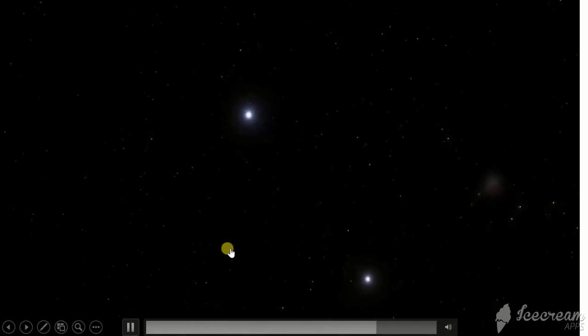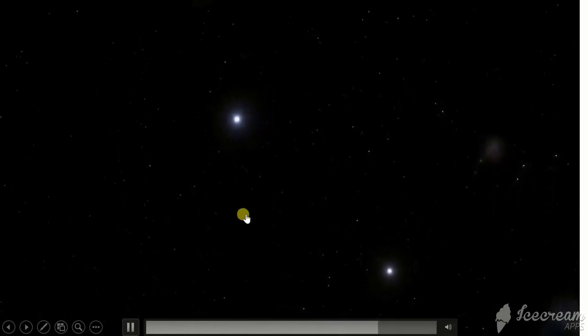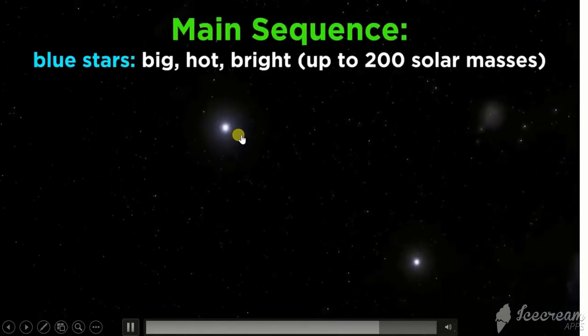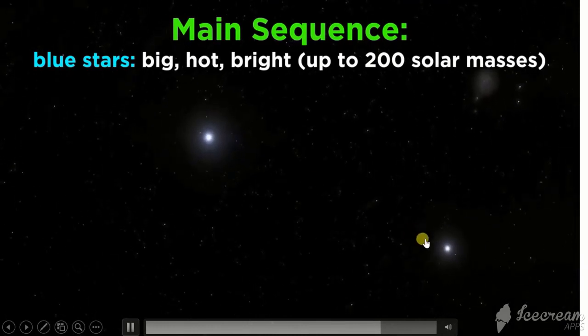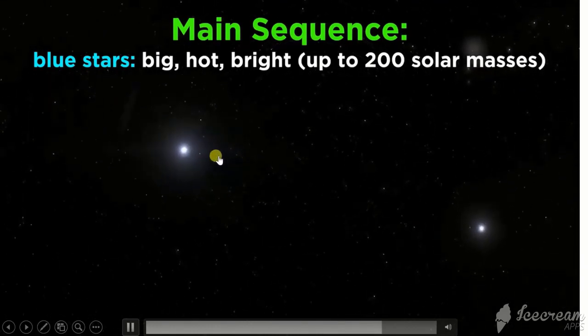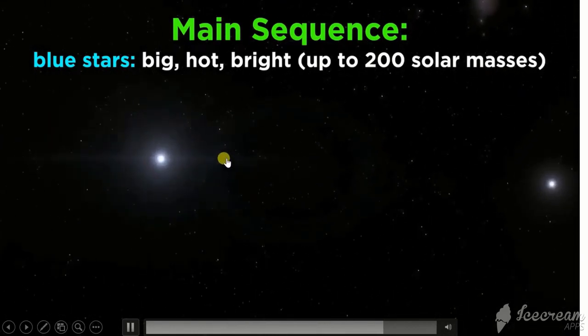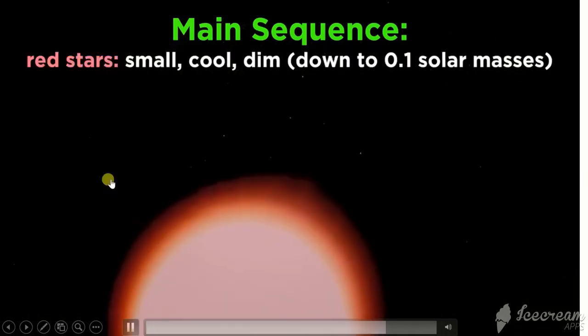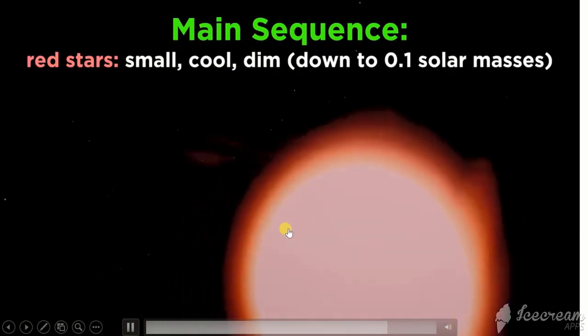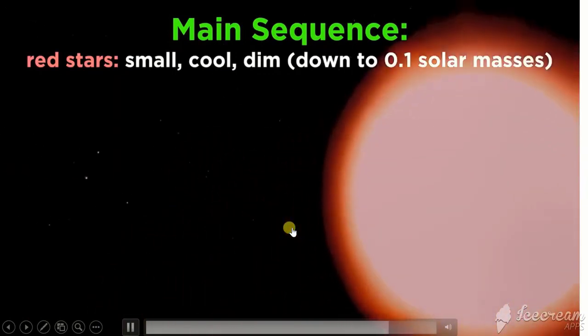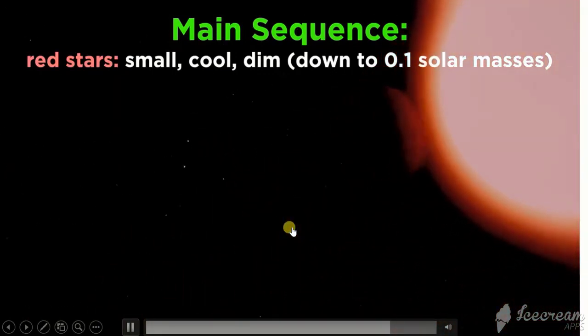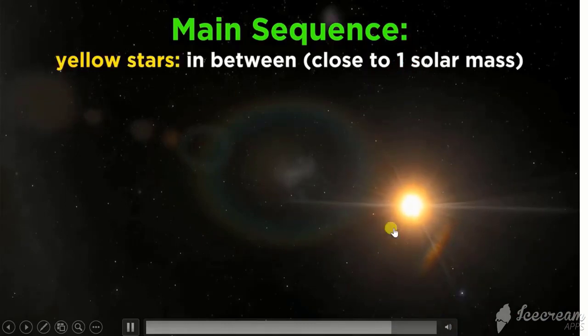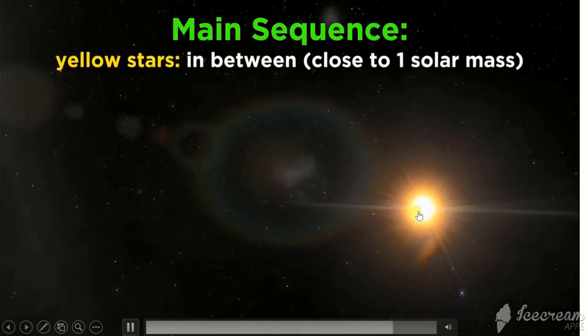So that's some basic information about all the stars in the universe. Remember, for the main sequence, blue stars are big and hot and bright, up to about 100 to 200 solar masses, or 100 to 200 times the mass of our Sun. Red stars are small and cool and dim, down to around 1/10 the mass of our Sun. Yellow are in between. These are about the size of our Sun.